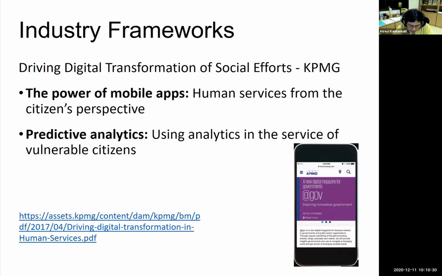They also mention the potential of analytics. So data collected from various sources can be used to understand the kind of services that citizens need, predict what kind of demand, and even prevent fraudulent use. So again, there are various opportunities for digital technology to transform the delivery of social services.